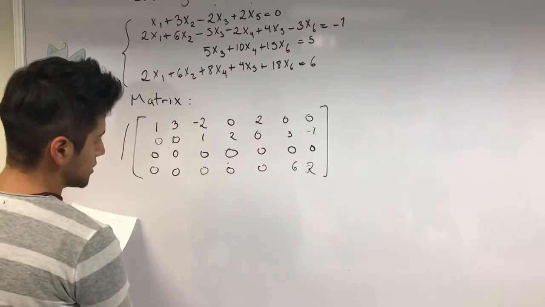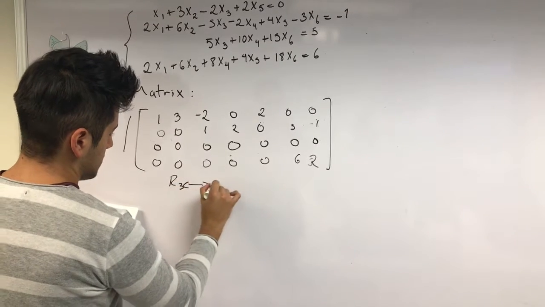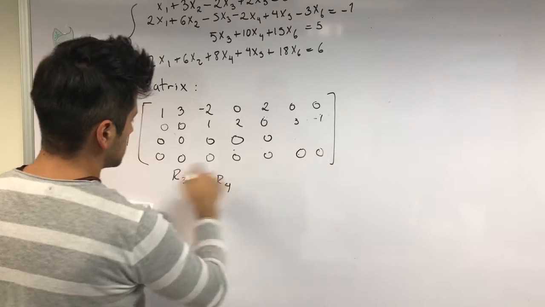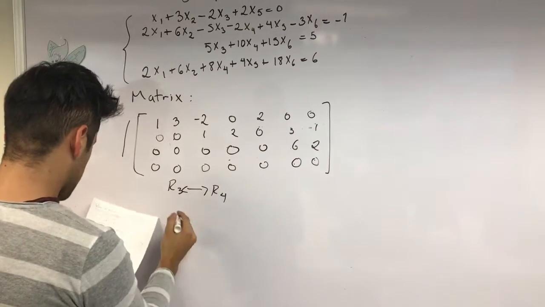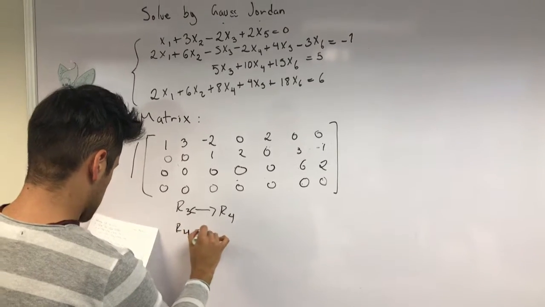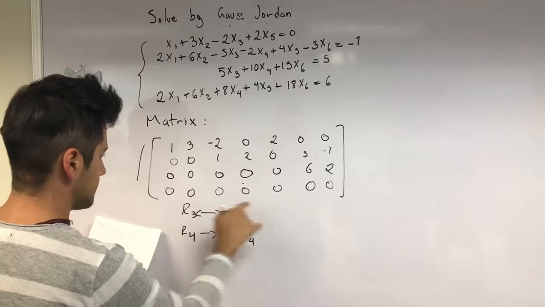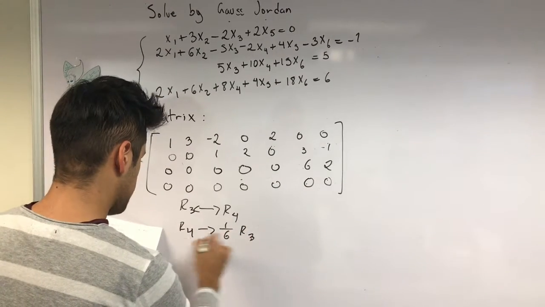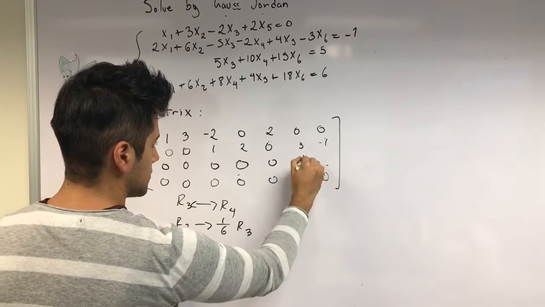Okay, now we're going to change this row in row 3. So we get this whole line of zeros. And the next step is to do row 4 times 1 over 6. No, sorry. Row 3. So we'll get rid of this.